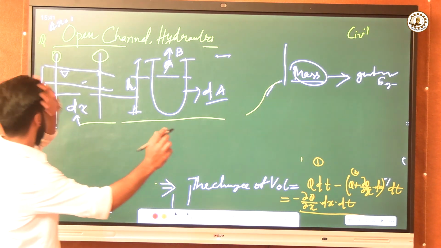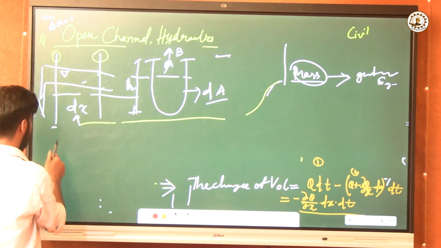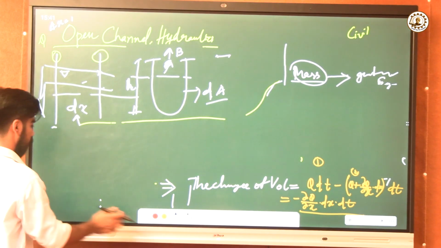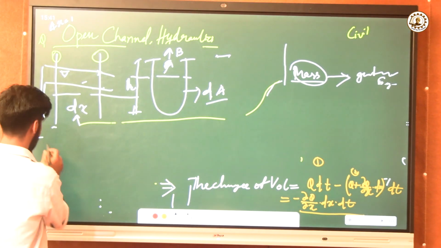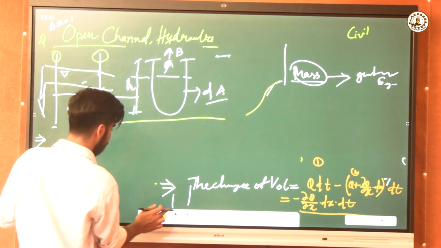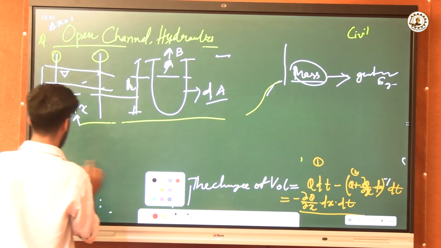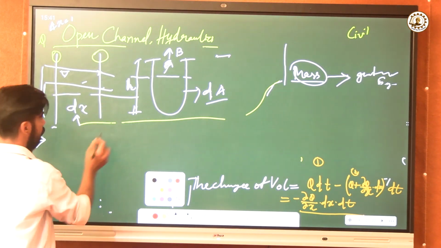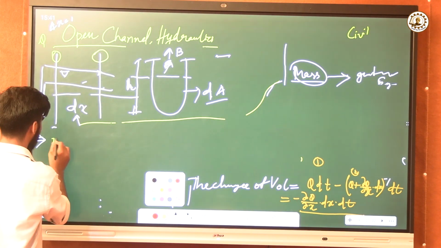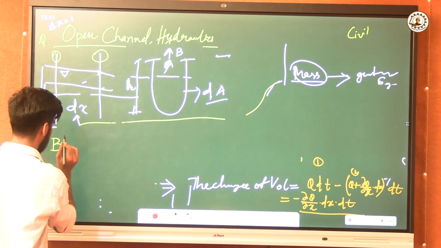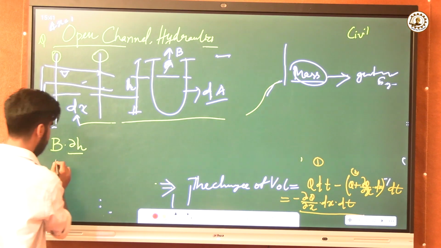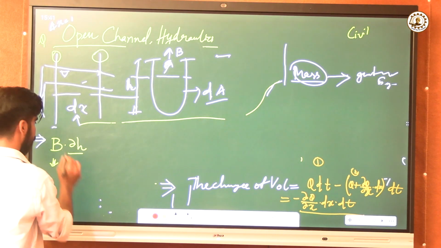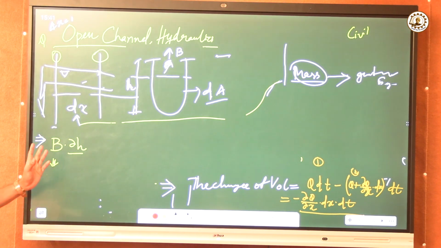Look really closely. Now the change of the volume we can get geometrically, which is nothing but B into dH, which is actually the area. Now area into distance, that becomes volume.